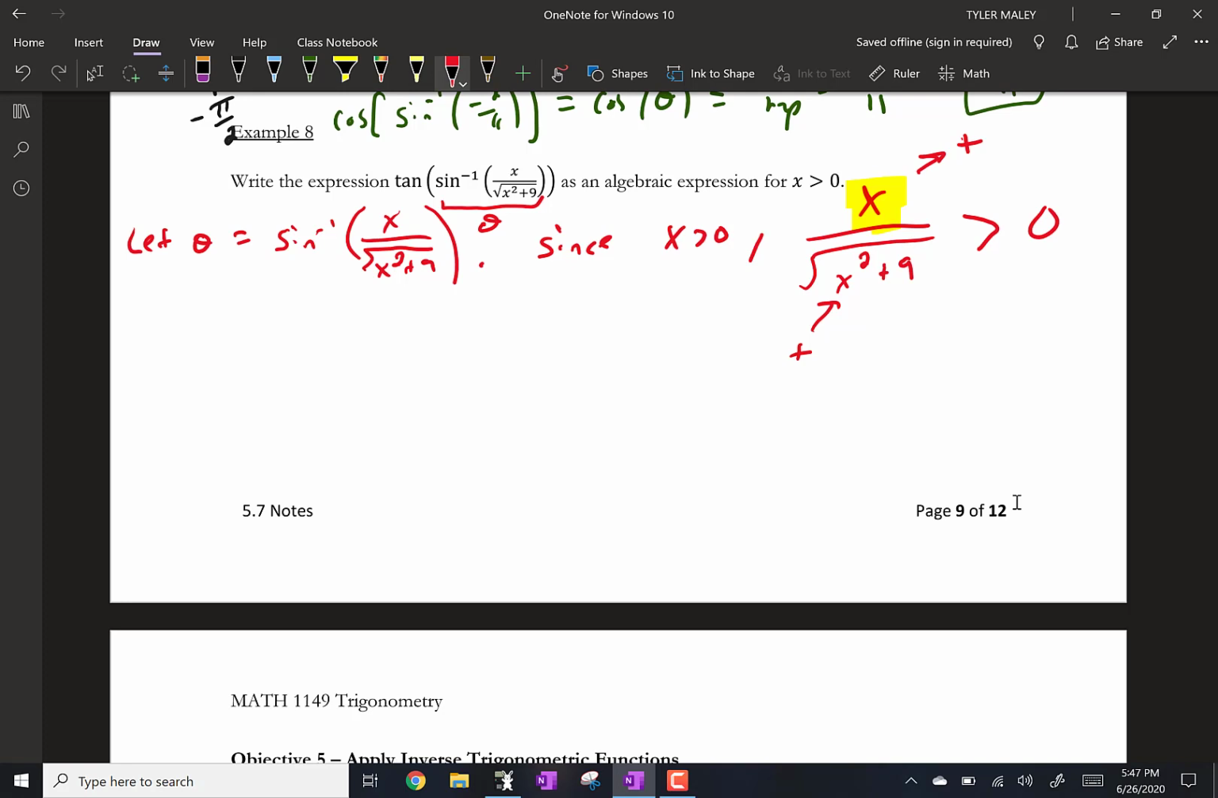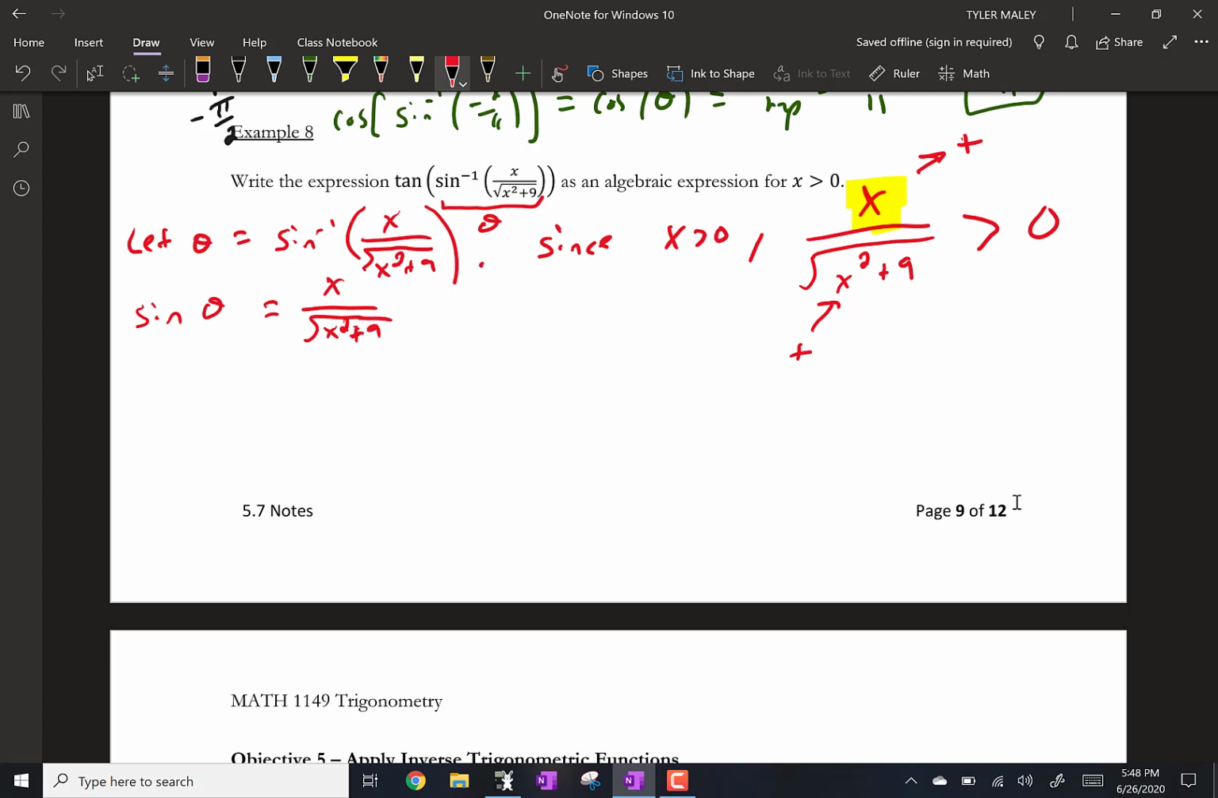So what that tells me, in other words, is that sine of theta is equal to x over the square root of x squared plus 9.